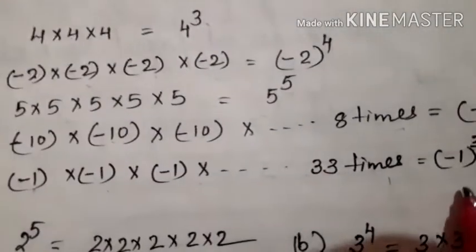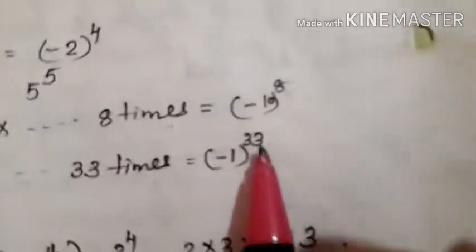Minus 1 into minus 1 into minus 1, 33 times. Then you have to write minus 1 to the power 33. Like this you have to do. Then question number 4. Write the following in expanded form.